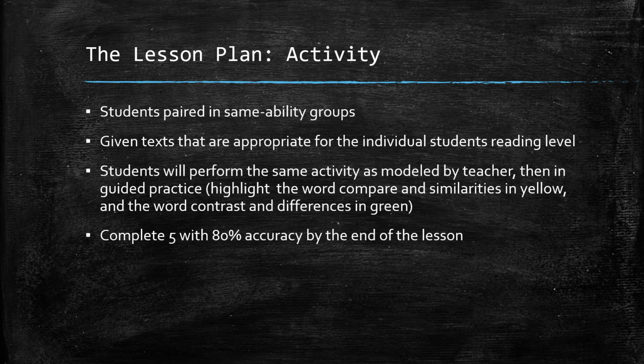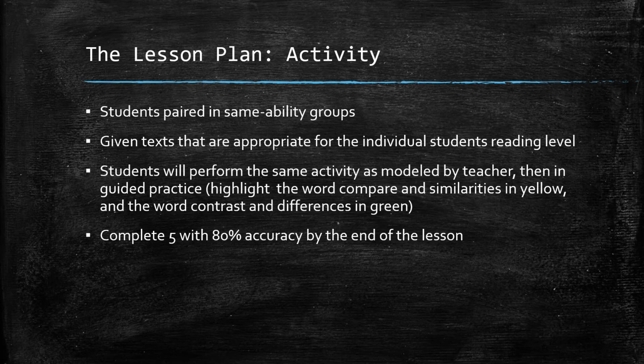For the lesson activity, students are going to be paired in same ability groups. They will also be given texts that are appropriate for the individual reading level. A lot of our students just happen to have similar reading levels, and so it works out that I can pair students up well here. One of our same ability groups is going to be both of our students with severe disabilities, and that will be very helpful for us educators to be able to come to them and to really work on these individual skills.